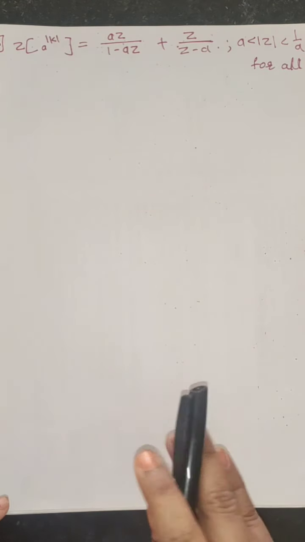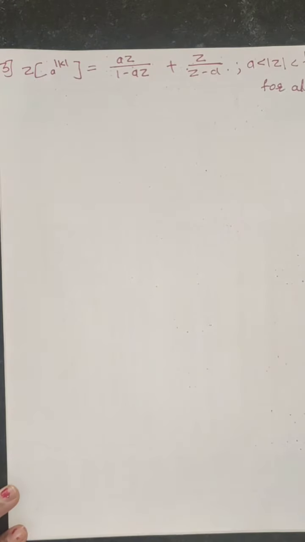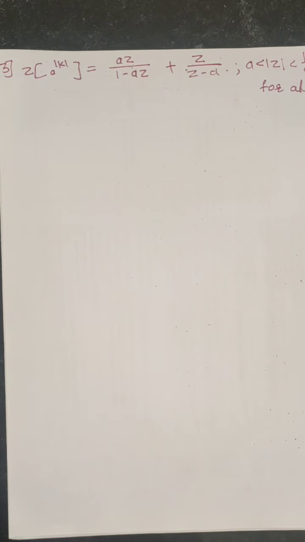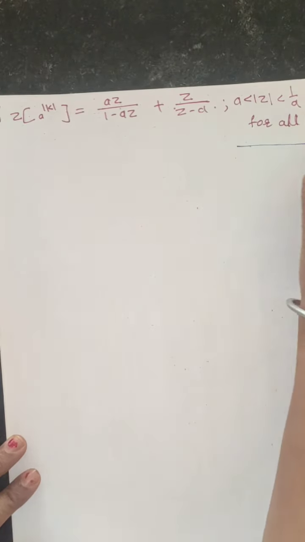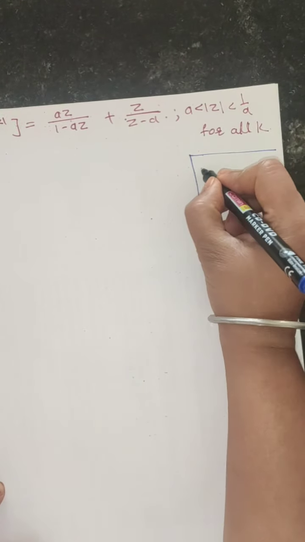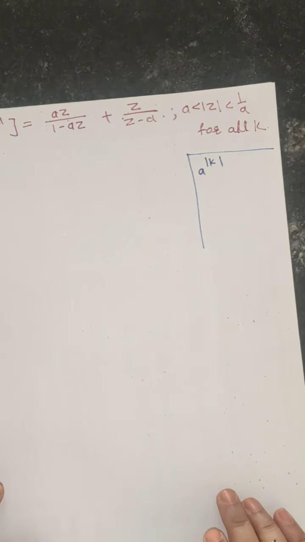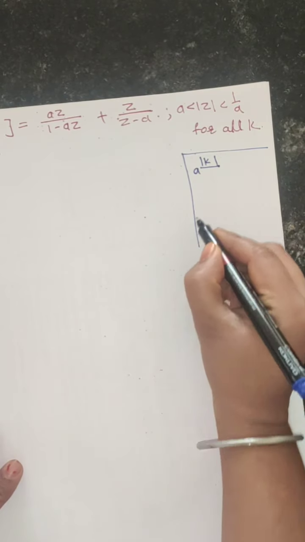So here there is one sequence given, a raised to modulus of k. We have to find the Z transform of this sequence. So first we understand the meaning of this sequence. Here it is given that a raised to modulus of k, correct? Now we understand what is the meaning of modulus of k.